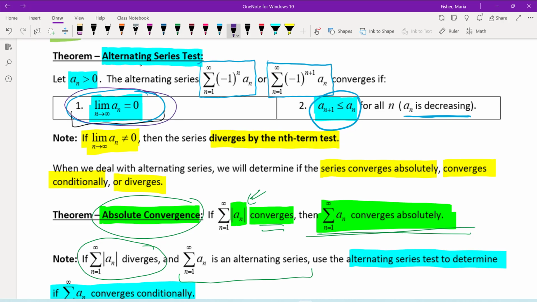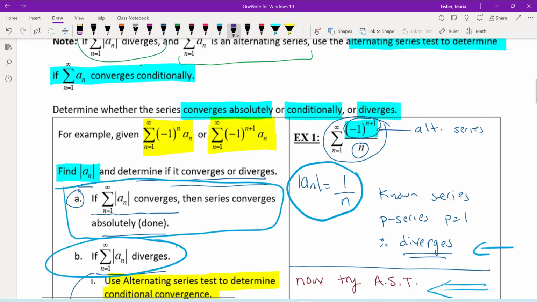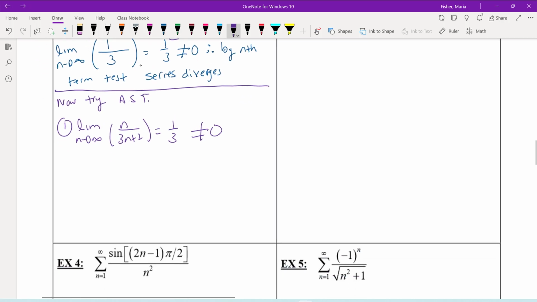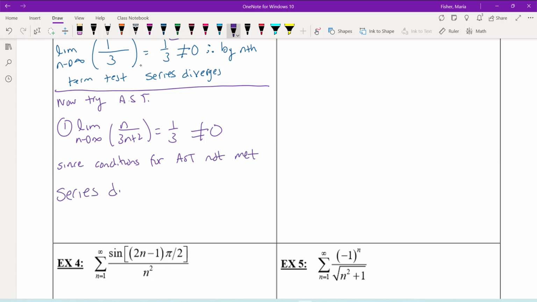That was not met. Recall what this note said. If the limit as n goes to infinity of a sub n doesn't equal 0, then this series diverges by the nth term test. Since the conditions were not met, we know that this series diverges by the nth term test.